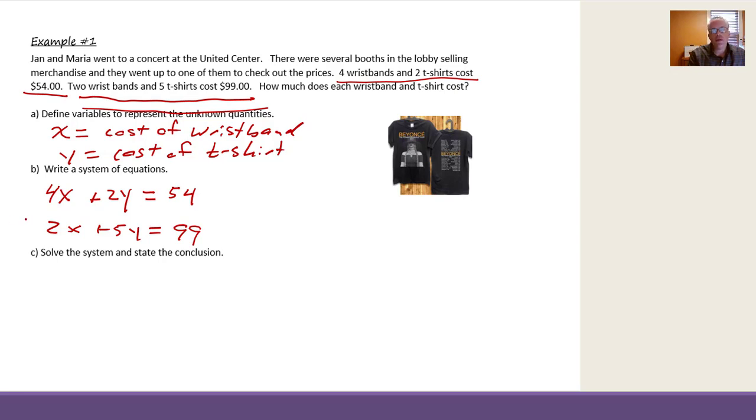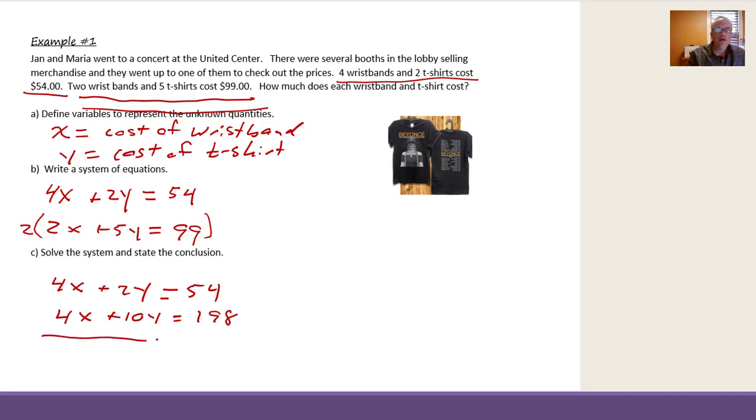I see that if I multiply this second equation by 2, the x terms would match. We have 4x here and we'd have 4x here. And so that's what I'm going to do. Our goal is to get either the x terms equal or the y terms equal so that we can subtract the equations. So we get 4x plus 10y equals 198, because that's 2 times 99. And now when we subtract them, we get negative 8y equals negative 144. Divide by negative 8, you get y equals 18.